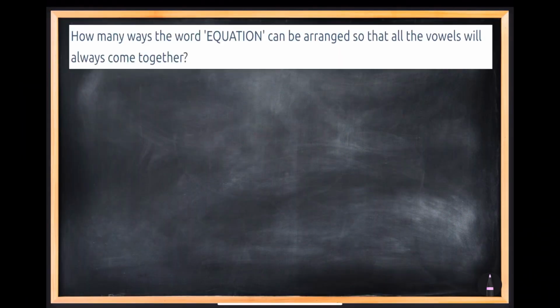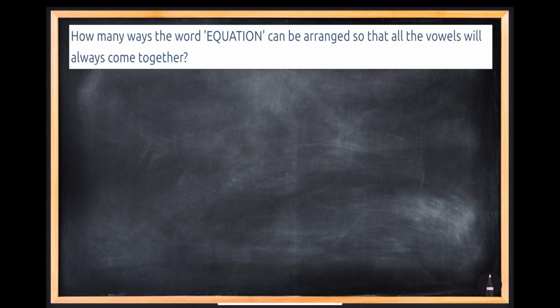Okay, so we got this situation. How many ways can the word EQUATION be arranged so that all the vowels will always come together? This type of question is named the tie and gap method. It means there will be some situation in which some letters wish to come together always.